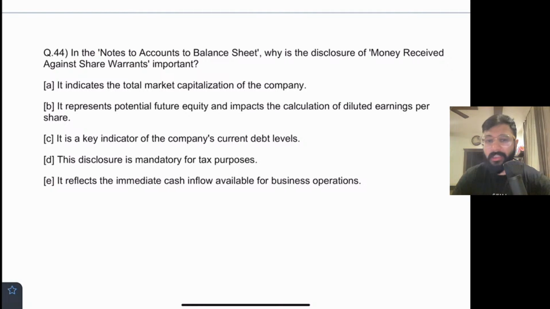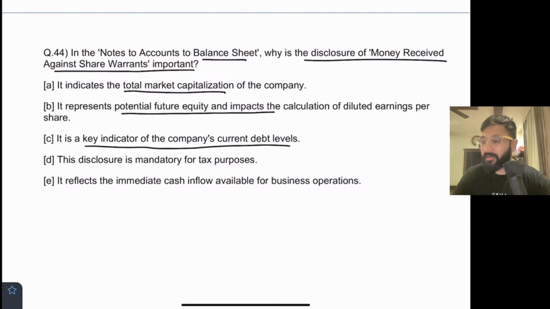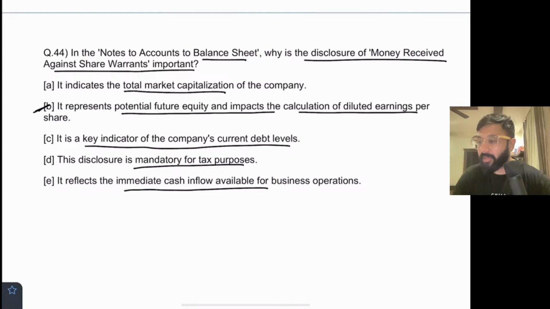Question number 44. In the notes to account to balance sheet, why is the disclosure of money received against share warrants important? It indicates total market capitalization, represents potential future equity, key indicator of company's current debt level, mandatory for tax purpose, reflects immediate cash inflow available for business operations. The answer is option number B, notes to account. Potential future equity and impacts the calculation of diluted earnings per share.